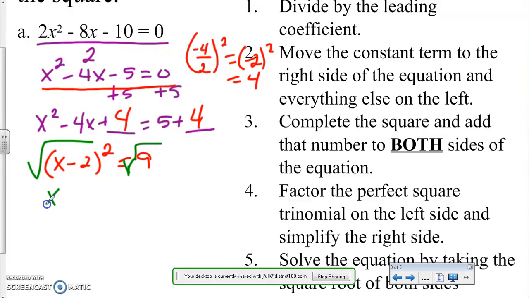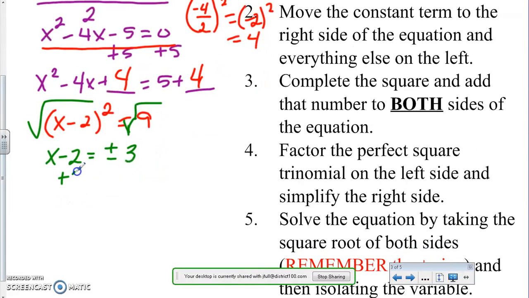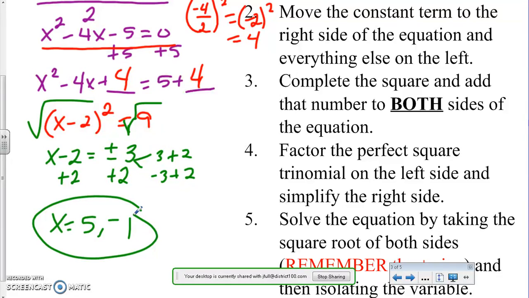So on the left side we have x minus 2. On the right side we have plus or minus 3. Don't forget your plus or minus sign. And then we're going to solve. So we're going to add 2 to both sides to get x equals, and remember this is two parts. We're going to do positive 3 plus 2 and negative 3 plus 2. Common mistake here is that students change the sign on the 2 instead of the 3, so be careful of that. So positive 3 plus 2 is 5, negative 3 plus 2 is negative 1, and you are finished.